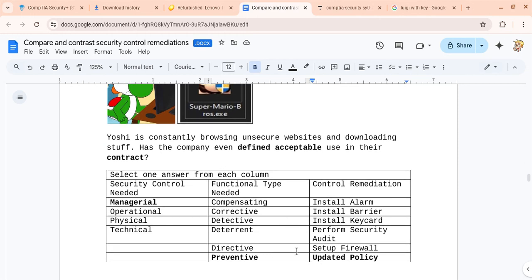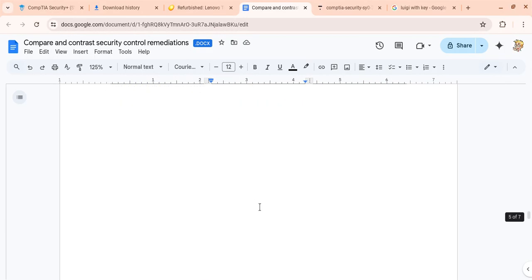I did do preventative for both of them, huh? Is this operational? Dude, in a contract, is that managerial or operational? And it's just like, man, those are both good. So I'm kind of torn between. I'll have to have a good explanation of why. Okay, so let's just look at my key.